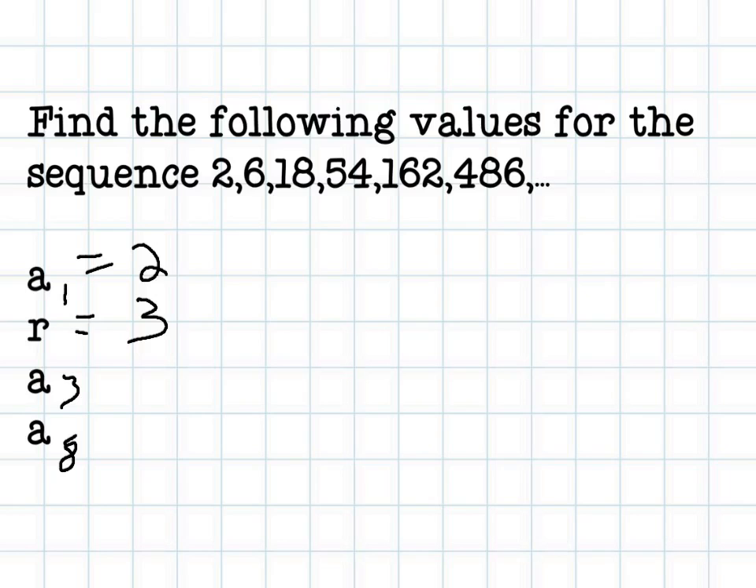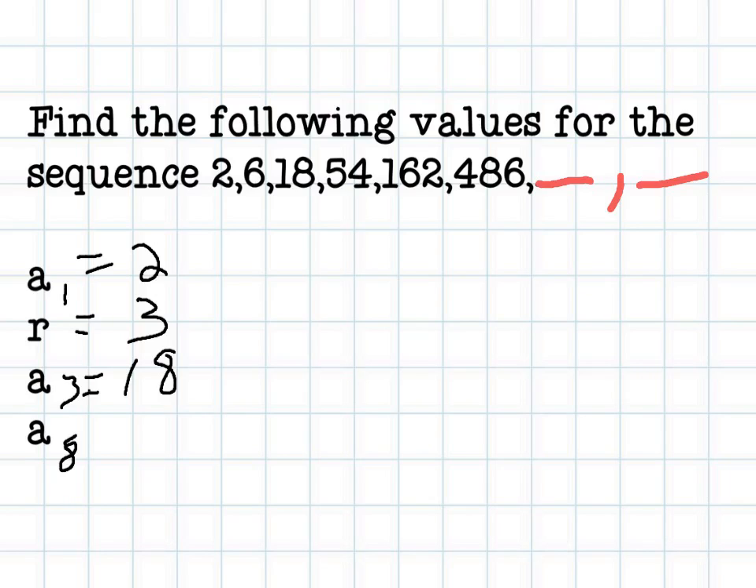Now, a sub 3 is asking for the third term, so we want to count terms. 1, 2, 3. The third term is 18. All right, now, a sub 8 is a little bit different. The reason it's different, if you count the pattern, we have 1, 2, 3, 4, 5, 6 terms. So we only have 6 terms, but we're looking for 8. So first we have to find the 7th term, then the 8th term, and then we can complete the pattern.